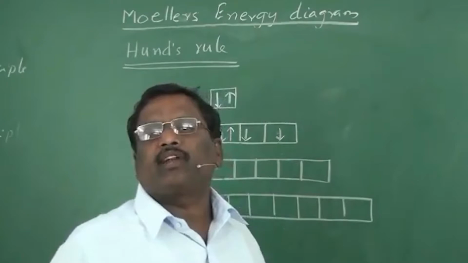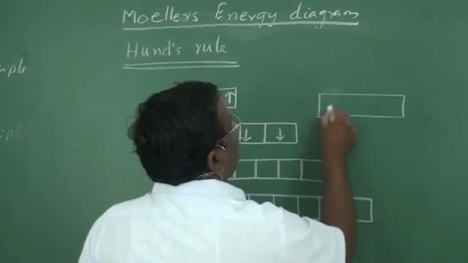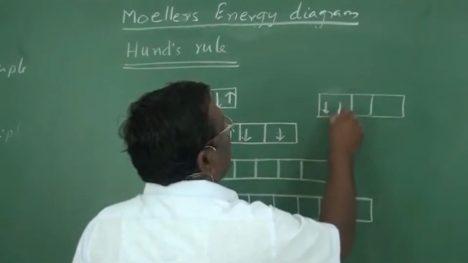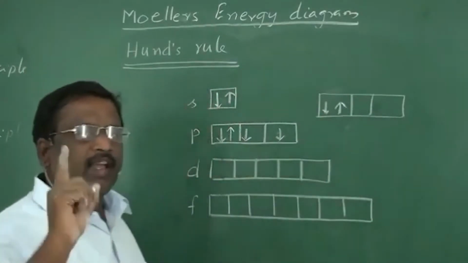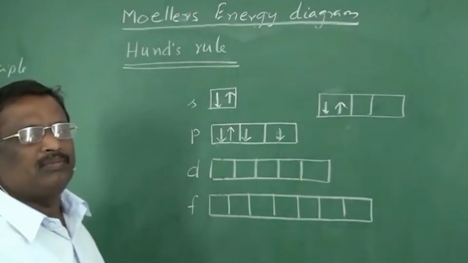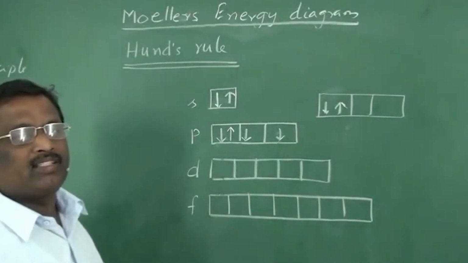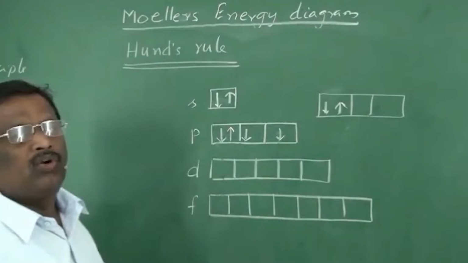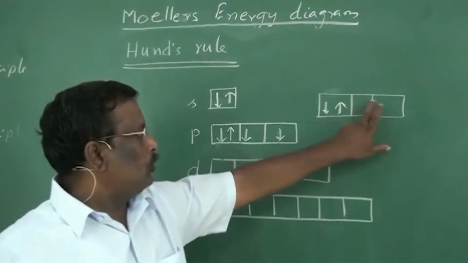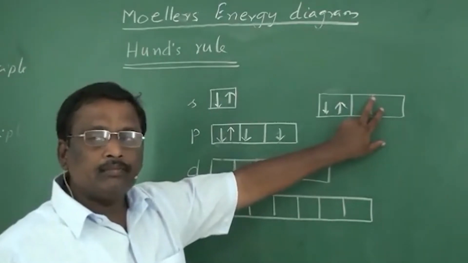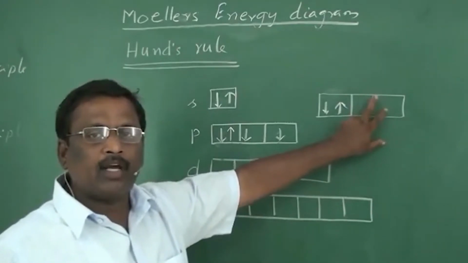Suppose in any atom, the electronic configuration is represented like this. That is against Hund's rule. The pairing should not take place when 2 orbitals are empty. When 2 degenerate orbitals are empty, the pairing should not take place.